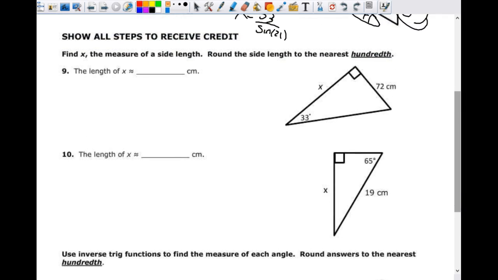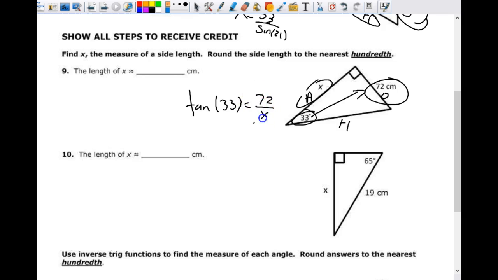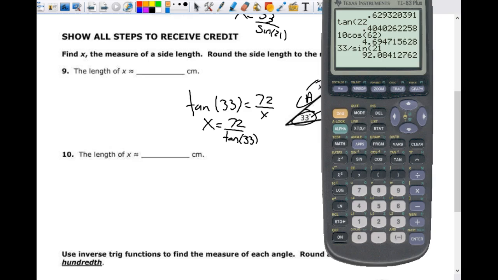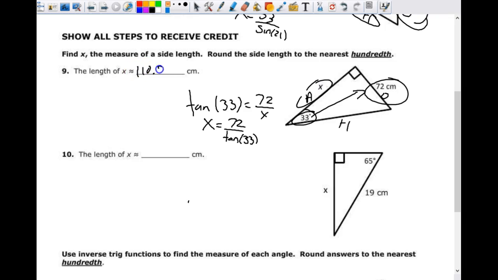Hey, look at this. Same problems. Reference angle is here. We have an opposite, a hypotenuse, an adjacent. An A and an X, and an O and a 72. Tangent of 33 is equal to opposite 72 over adjacent X. X is on the bottom, so we gotta do our flip-flop. X is equal to 72 over tangent 33. 72 divided by tangent of 33. It says round to the nearest hundredth? 110.87 centimeters.